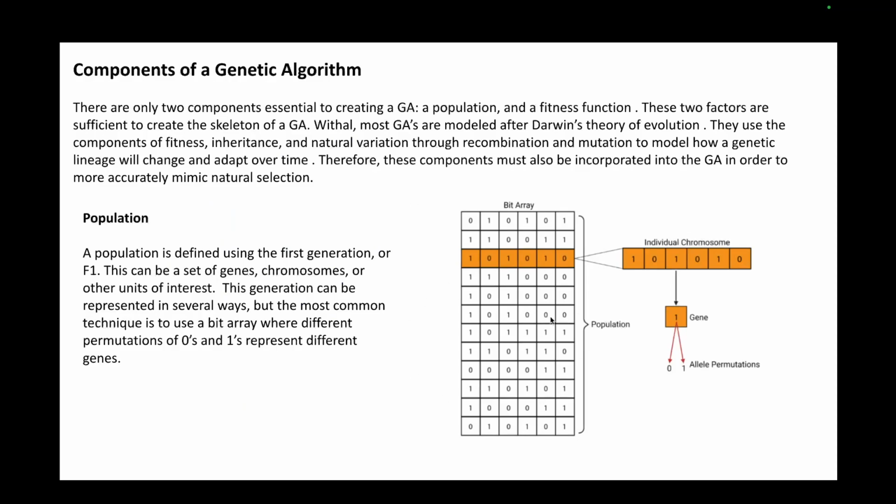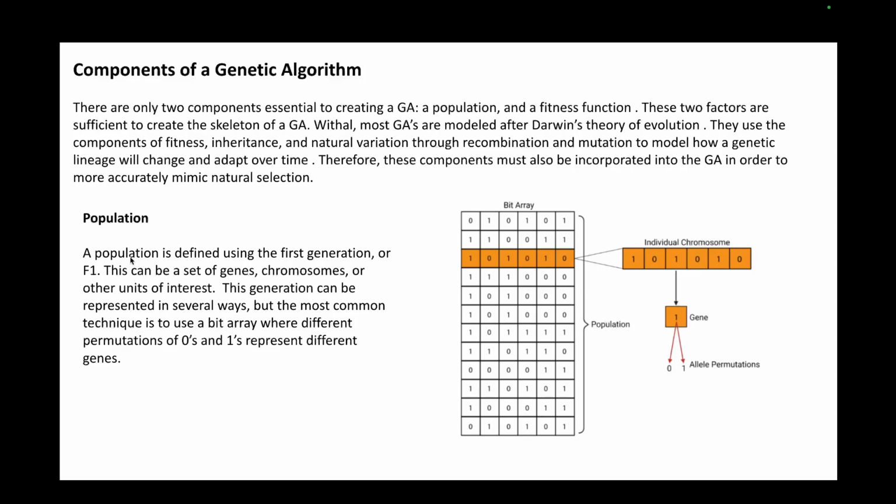Now this is a population. I have not kept the other slides. So there are two components for creating a genetic algorithm. One is a population and another is a fitness function. These algorithms use components of fitness, inheritance, and natural variation through recombination and mutation to model how a genetic lineage will adapt over time. Therefore, these components must also be incorporated into the genetic algorithm in order to more accurately mimic natural selection.